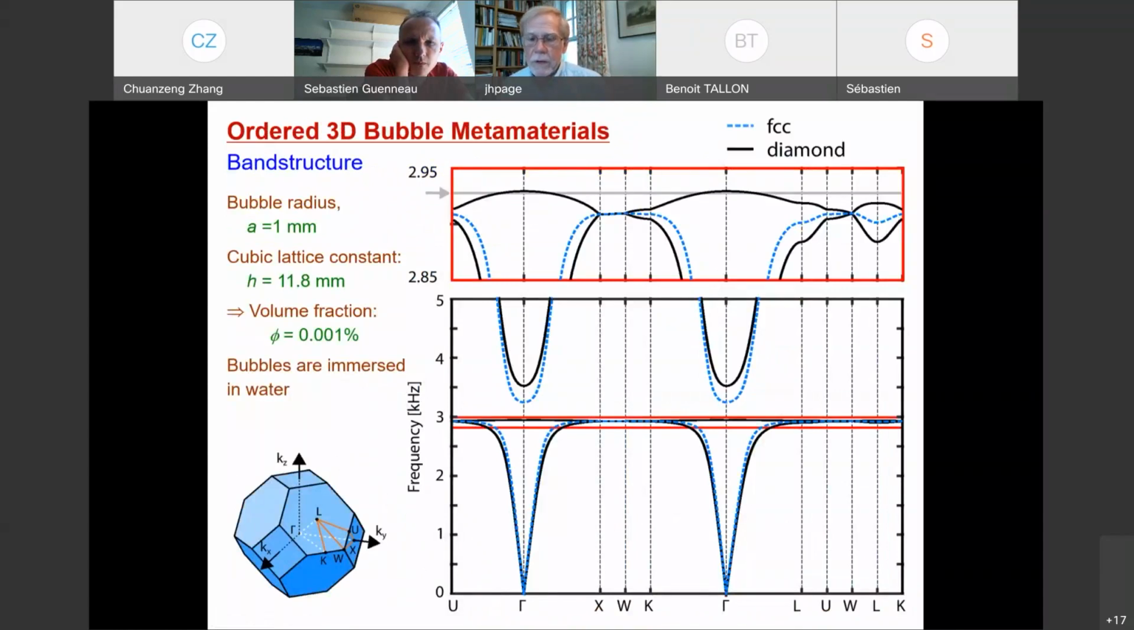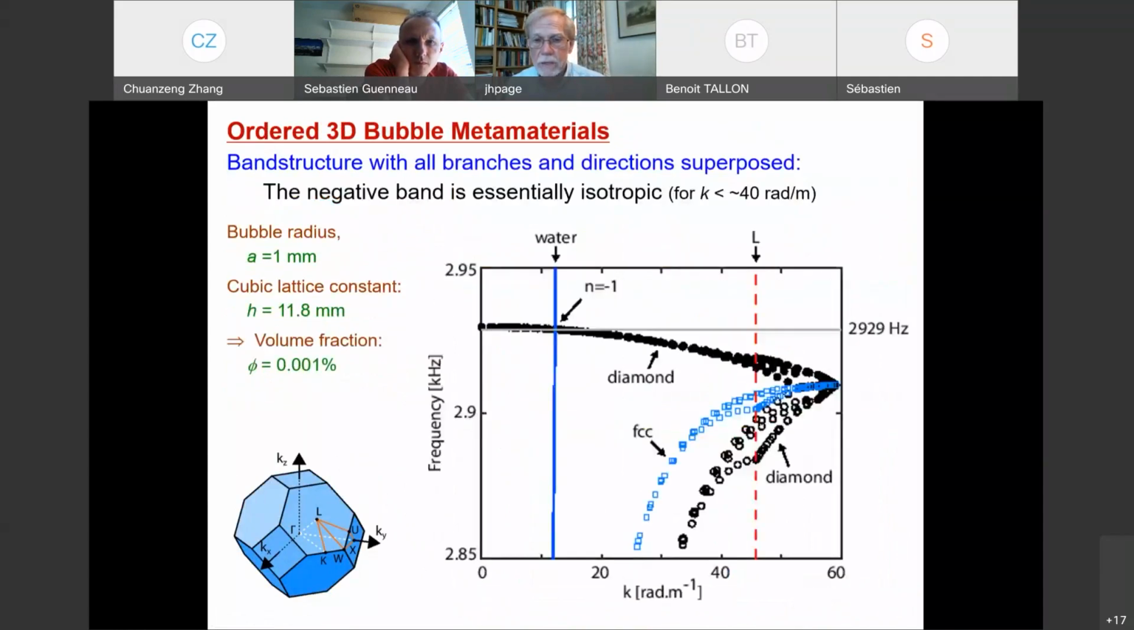And then this negative band turns out to be as isotropic as you could hope for. You can notice, looking at the lower band, the usual band that you get for the FCC case, it's really quite isotropic, even as you get close to the zone boundary. This is the L point, the closest point to the origin in the Brillouin zone. And it seems to be spread out a little bit more in the diamond case.